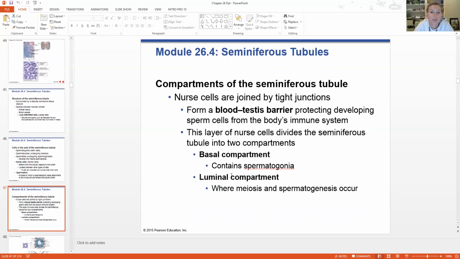Those nurse cells are actually joined to the spermatozoa by very tight junctions. They form this barrier, and there's a basal compartment and a luminal compartment. The basal compartment is where the spermatogonia are located, and the luminal compartment is where spermatogenesis and meiosis are occurring. So think of the nurse cells as a net of cells that the spermatocytes are passing through as they make their way from the outer edge of the tubule into the lumen of the tubule itself.